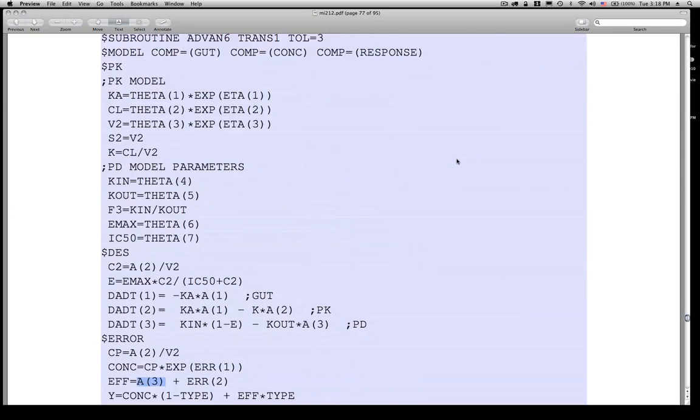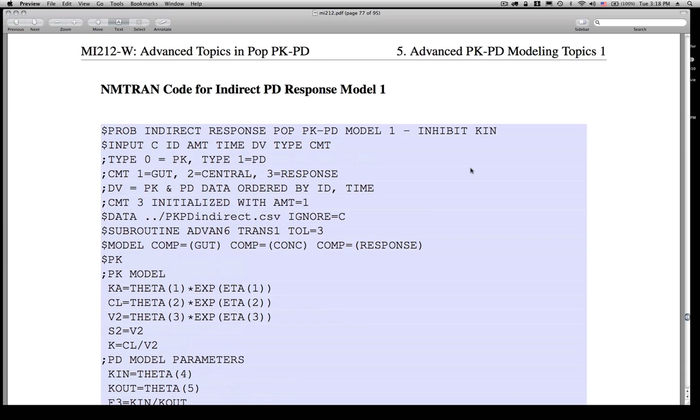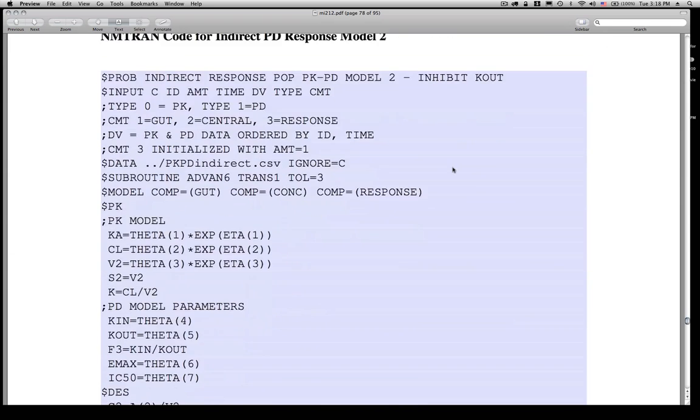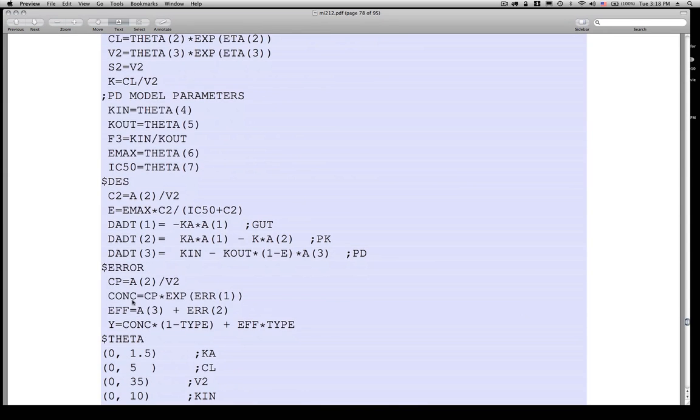So let's look at another example. The inhibition of Kin is the first model. Then the next one is the inhibition of Kout, and I'll just scroll right to the differential equations. Same sort of thing happening here, except now we're placing the drug effect right here as an inhibition of Kout. This causes an opposite effect, so if you inhibit Kout, you actually have a buildup of the response mediator over time, versus if you inhibit Kin, you have a decrement of the response over time. So they're both inhibitory, but they're on different ends of the system.